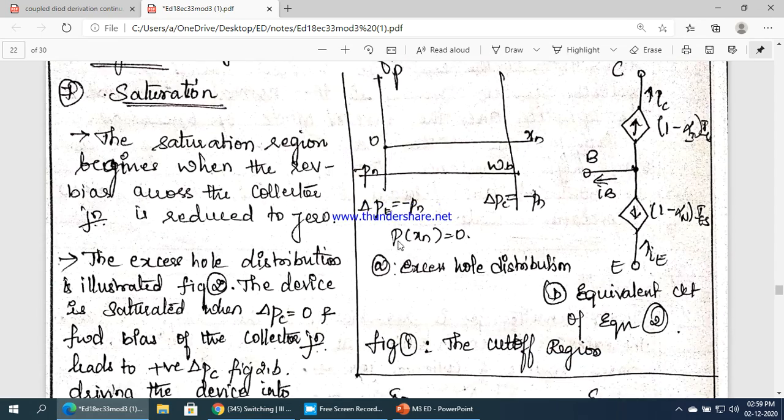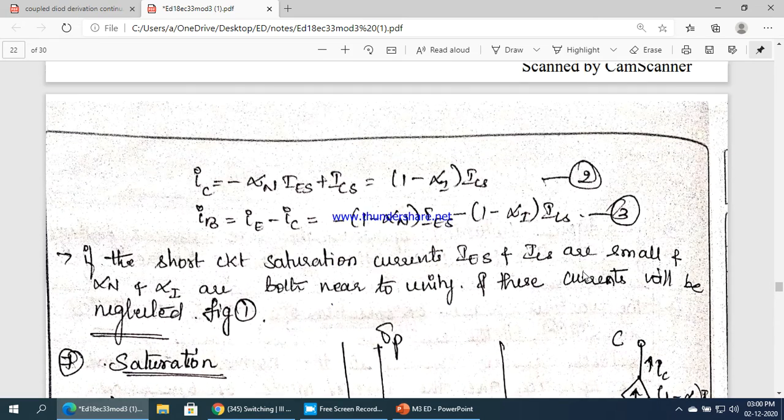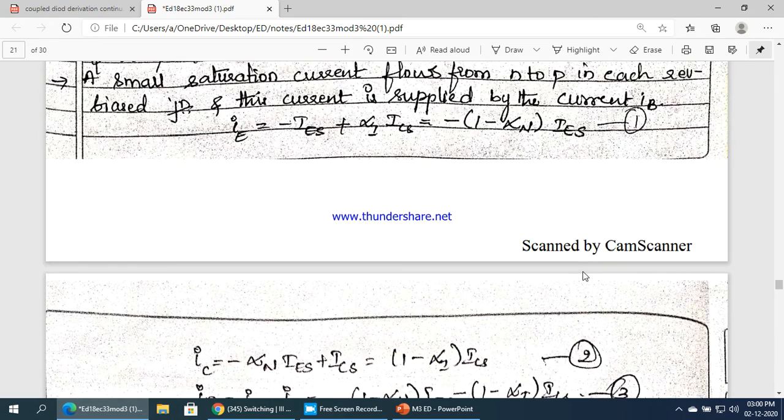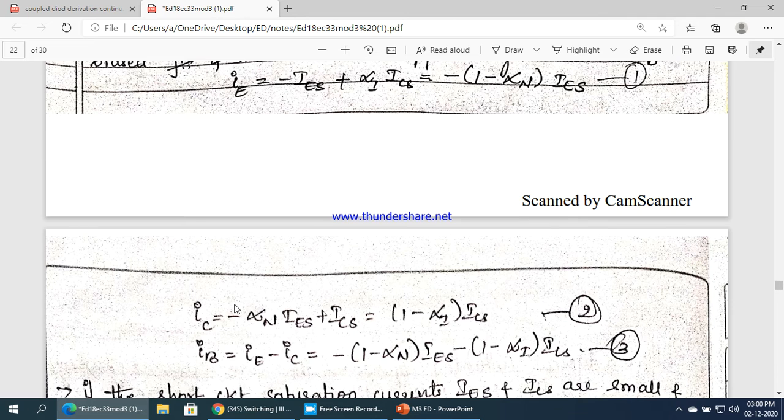The same thing, the equivalent circuit and the excess minority carrier concentration distribution graph. So this one is with respect to the cutoff region. So whatever is present in this PPT is the derivation for this particular IE, IC as well as IB.